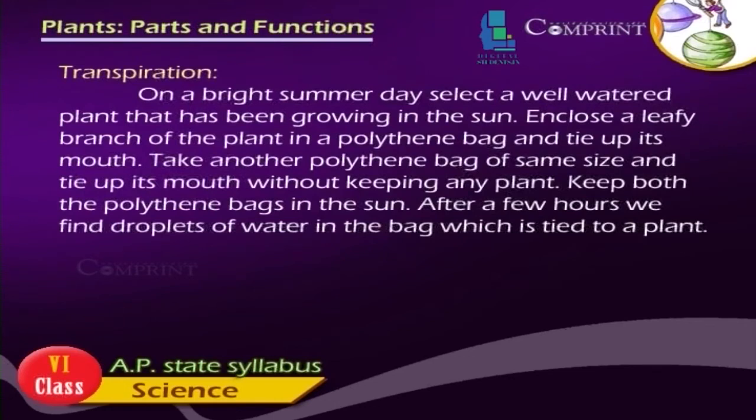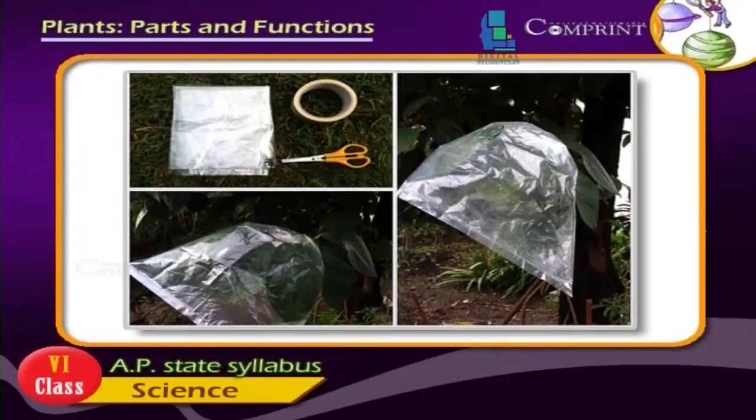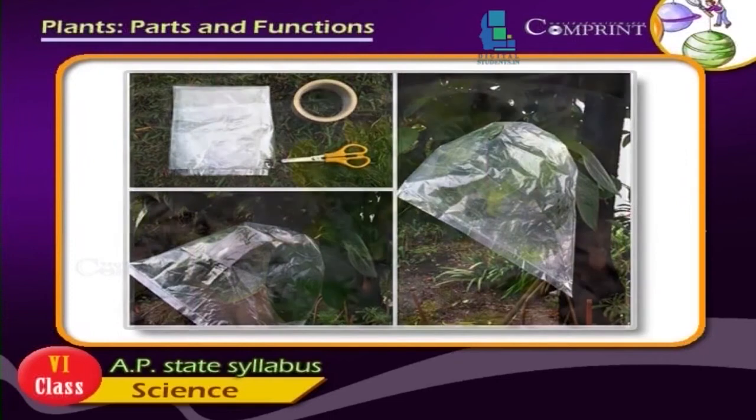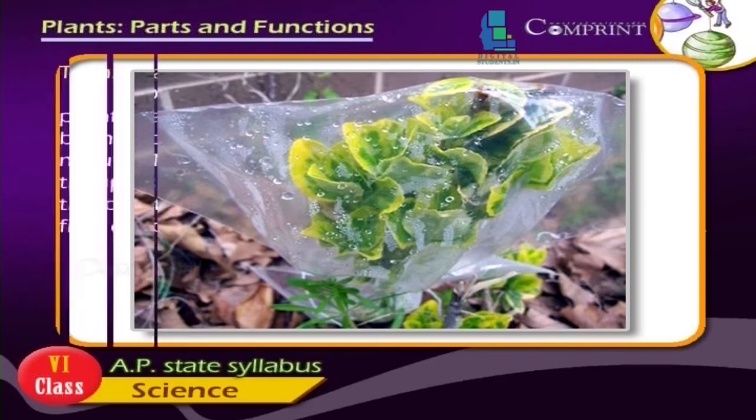On a bright summer day, select a well-watered plant that has been growing in the sun. Enclose a leafy branch of the plant in a polythene bag and tie up its mouth. Take another polythene bag of the same size and tie up its mouth without keeping any plant. Keep both the polythene bags in the sun. After a few hours, we find droplets of water in the bag which is tied to a plant.